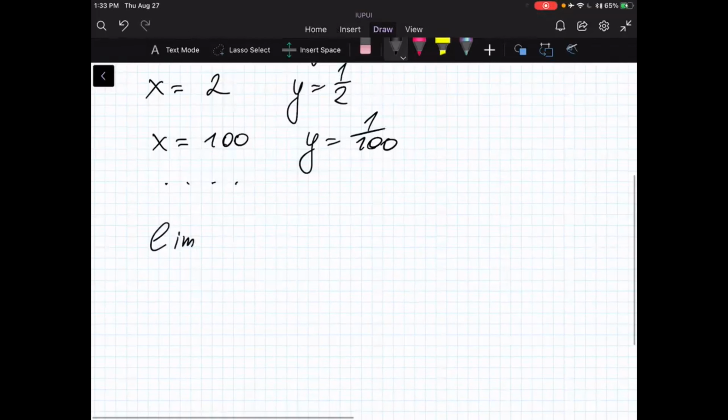and the way to express it is to write it in the following form. Limit, this is the short notation for limit, of the function 1 over x, when x goes to infinity, is equal to 0.